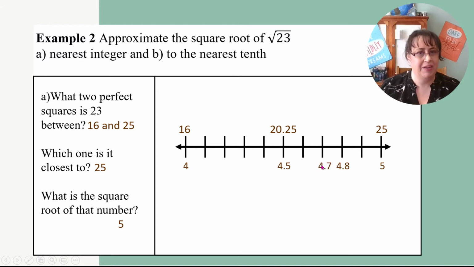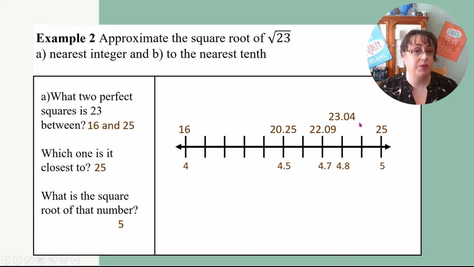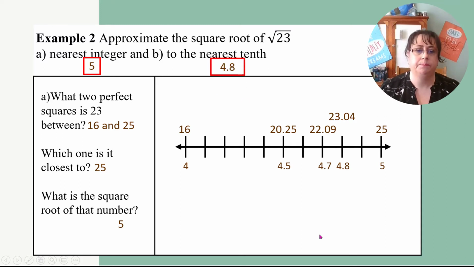So 4.7 times 4.7, and we're just doing this out by longhand, we get 22.09. 4.8 would be 23.04. That's pretty darn close. And so we would say that the square root of 23.04 would be 4.8. So for us, to the nearest tenth would be 4.8.